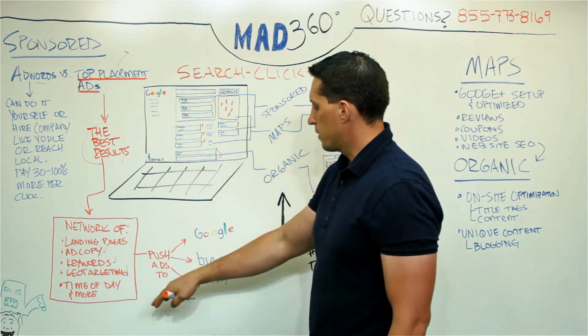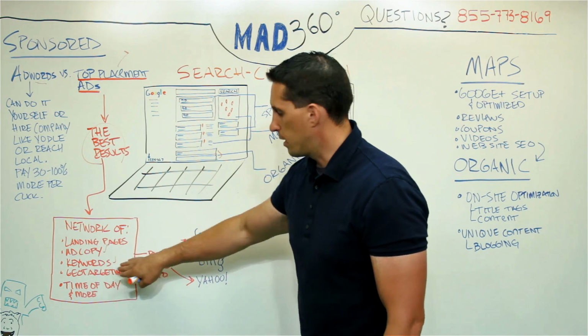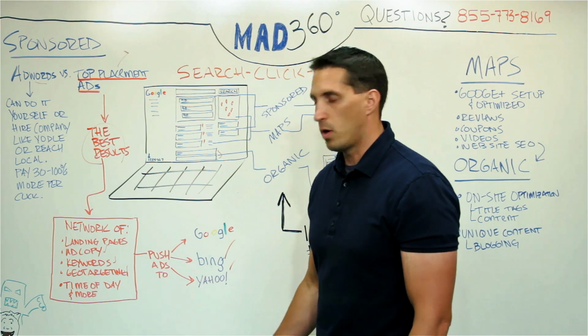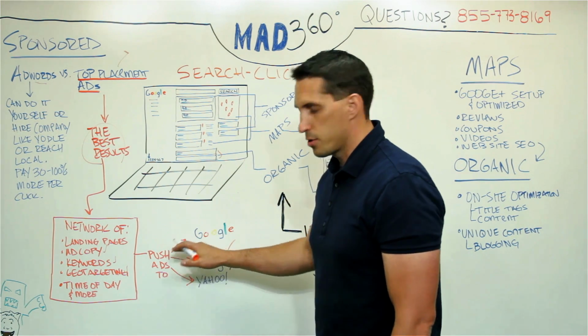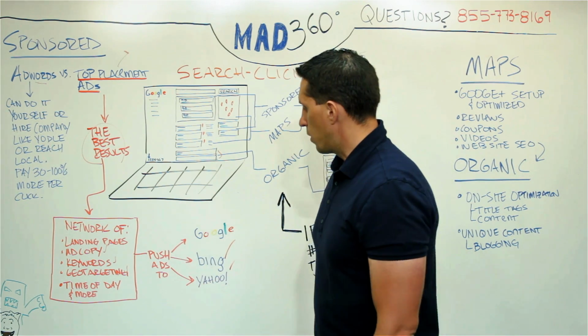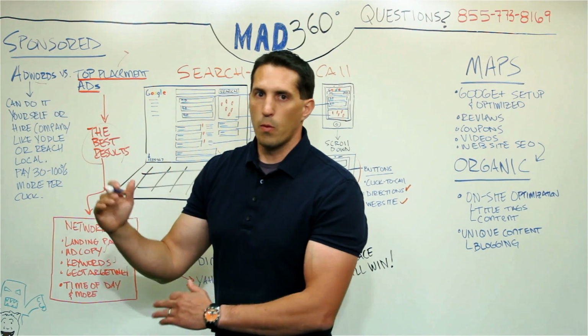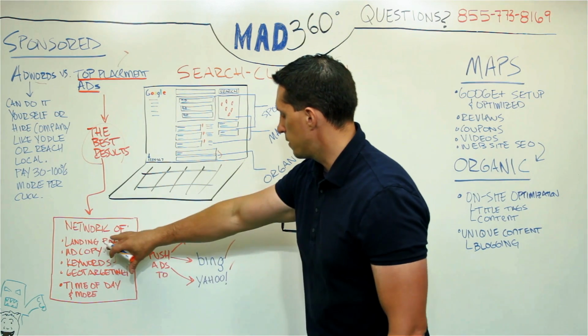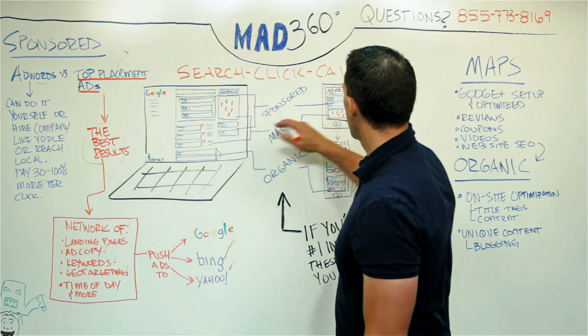Now, one other difference, you can also take this campaign and push it out to the Google network, the Bing and Yahoo network if you want to. It doesn't have to just go to AdWords or just go to Bing. And that's one advantage, whereas with AdWords, you're only on Google. So you can't take advantage of Bing or any of these other search engines. And so that's the difference there. That'll get you to the top here and here.